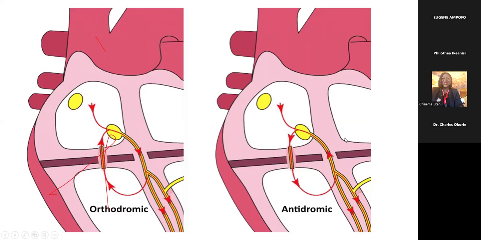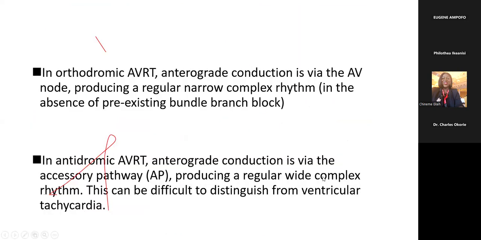In orthodromic AVRT, anterograde conduction is via the AV node, producing a regular narrow complex rhythm in the absence of pre-existing bundle branch block. But if there is a coexisting bundle branch block, the QRS complex will be wide. While in antidromic AVRT, anterograde conduction is via the accessory pathway, producing a regular wide complex rhythm. And this can be difficult to distinguish from ventricular tachycardias.